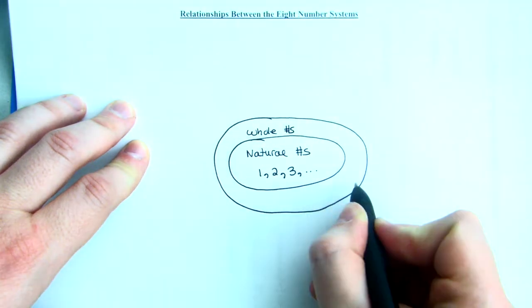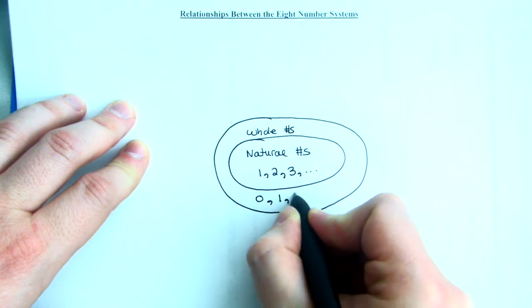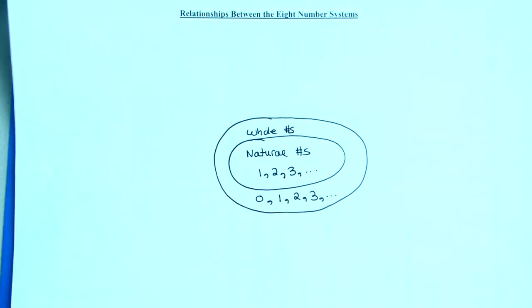Everything on this page is already a whole number, but the whole numbers are also going to add 0 into that. 0, 1, 2, 3, and so on. Those are the whole numbers. Make sure that's copied down.